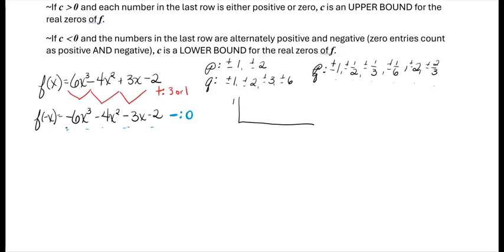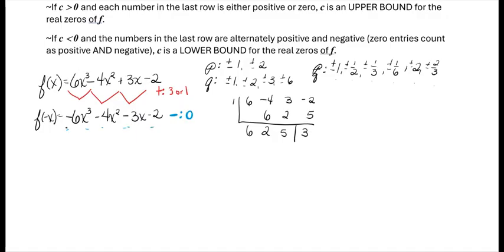And I'm going to put in 6, negative 4. These are the coefficients of my polynomial. I don't need any placeholders. 3 and negative 2. So I'm going to go ahead and bring down my 6. 1 times 6 is 6. 6 plus negative 4 is 2. 1 times 2 is 2. 3 plus 2 is 5. And 1 times 5 is 5. Negative 2 plus 5 is 3.